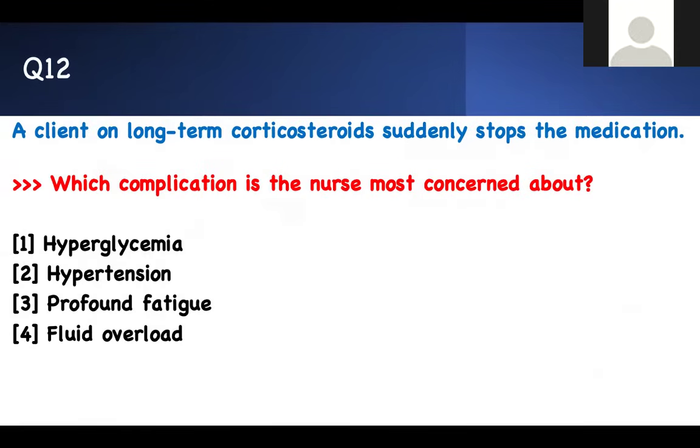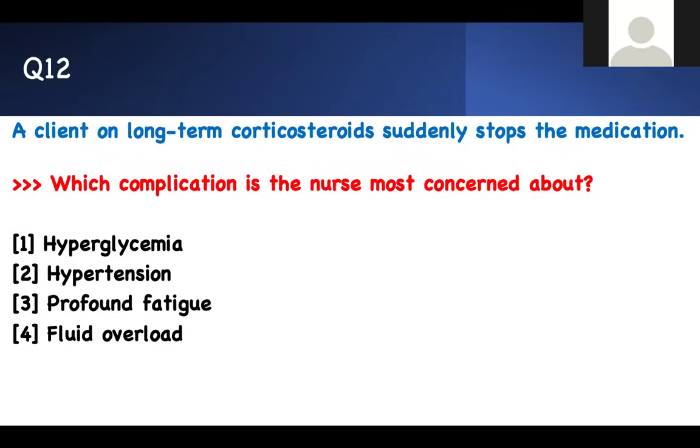Next one, a client on long-term steroid suddenly stopped the medication. Think about it. I stop the medication I'm taking, the steroid. Which complication is most concerning or you should be concerned about? What do you think? Corticosteroid is a steroid. What do you think? Steroid hormones, what do they do? We talked about it. We saw a question like that.